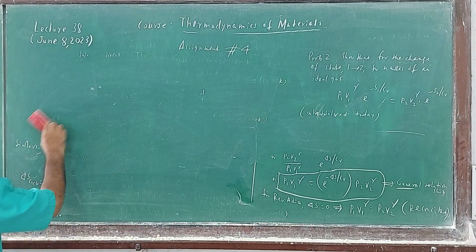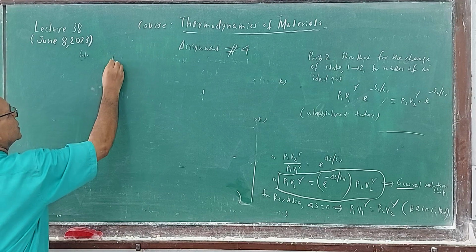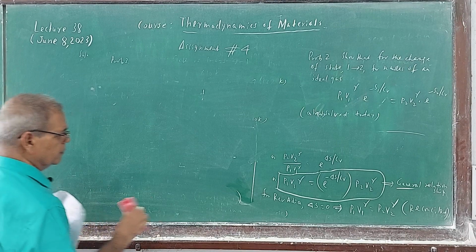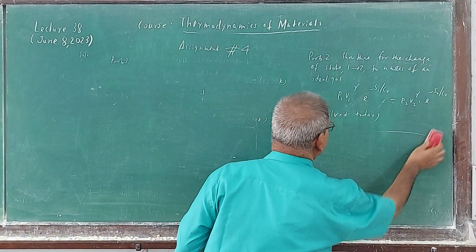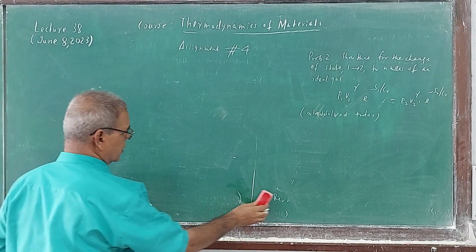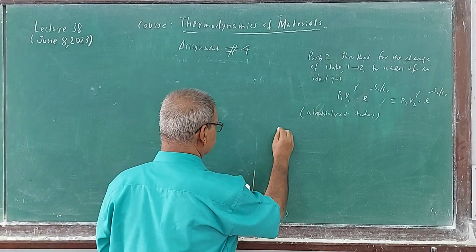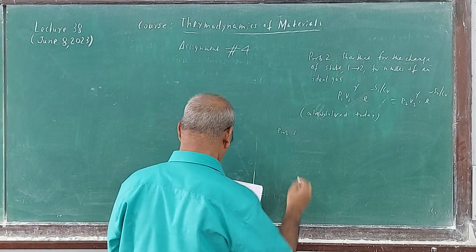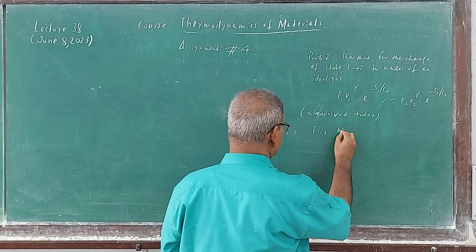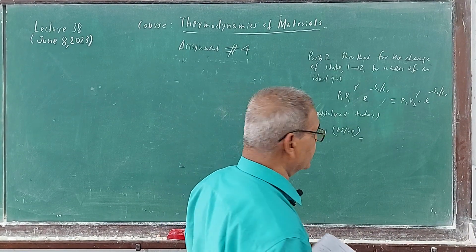Problem 3 is also a short problem. I am solving it, writing here. Problem 3. Remove this. Any difficulty? Problem 3. Happy? Find delta S, delta P at constant temperature for 1 mole of an ideal gas.